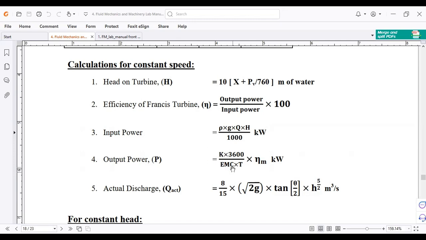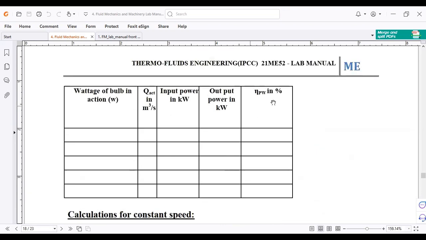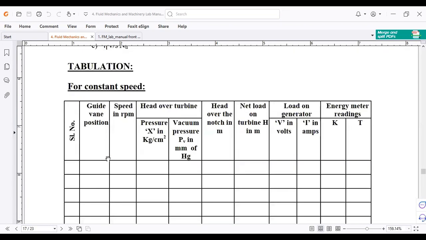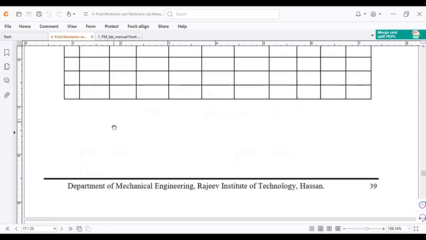This is the equation, multiplied by the mechanical efficiency of the motor. The mechanical efficiency of the motor you can take as 70%, and the output power is obtained using this equation. Finally, the efficiency can be calculated as output by input. You will get the efficiency. This is the part for the constant speed calculation.